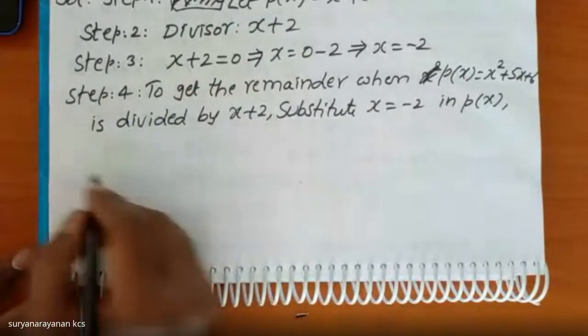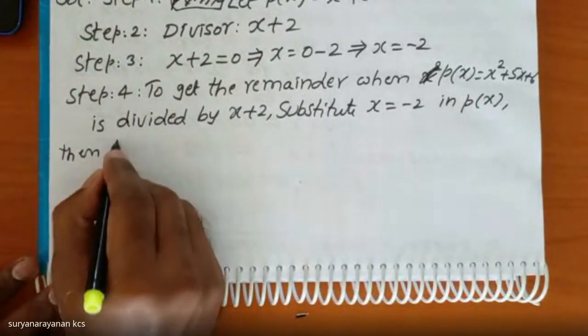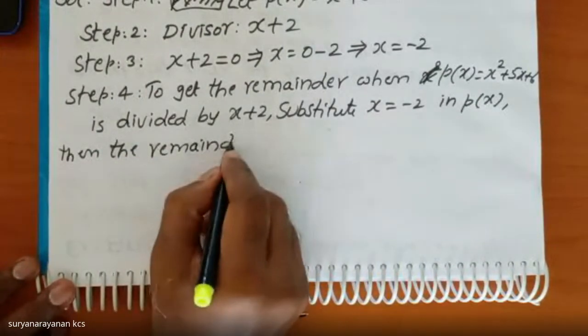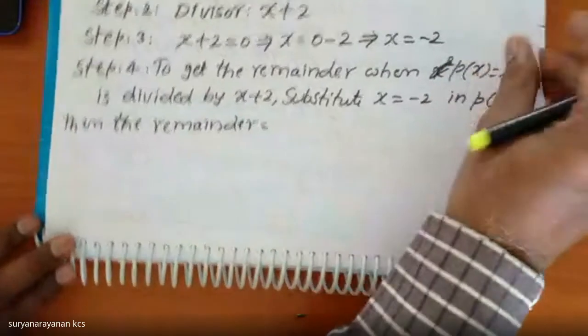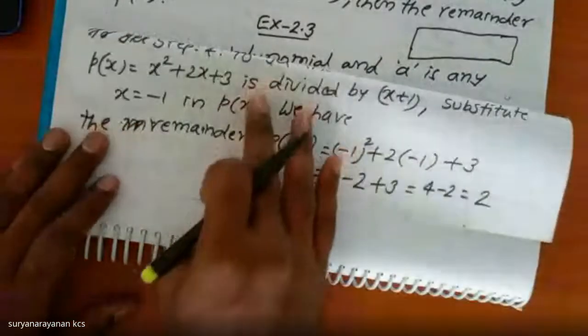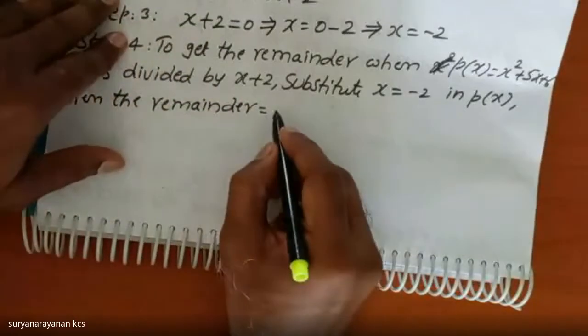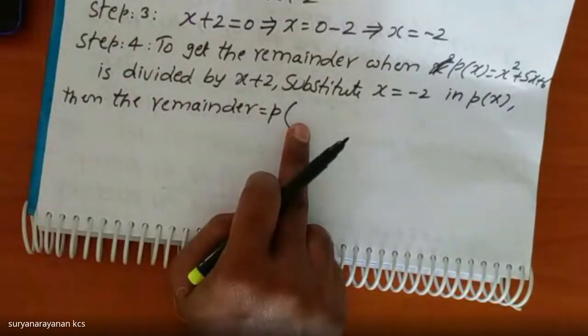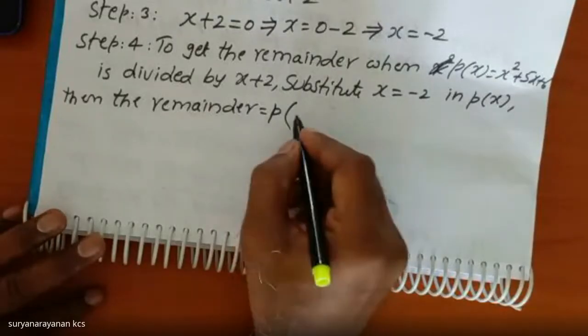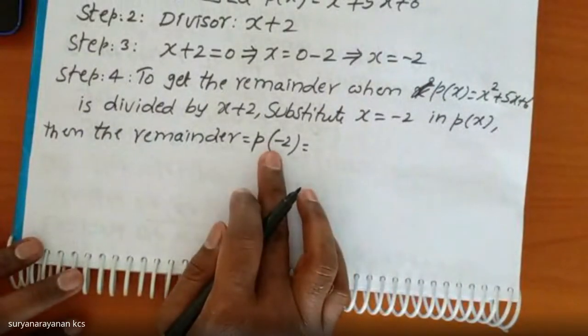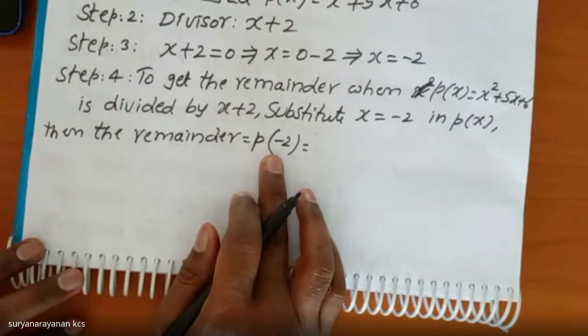Okay, my children. Substitute x is equal to minus 2 in P of x, then the remainder. See here, remember these steps, my dear children. Then the remainder is equal to P of, what should be written here? Minus 2, sir. Very good, my dear Shanti. Very good, Amma. P of minus 2. What is meant by P of minus 2? The value of P of x.